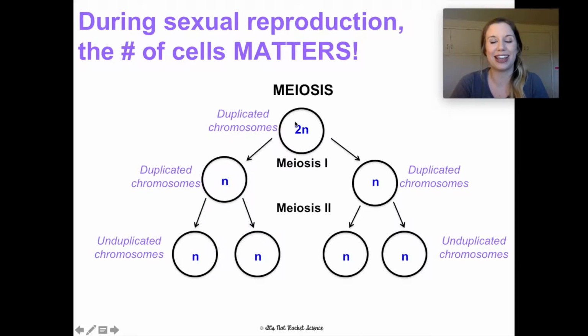Okay, so we started out with chromosome number 2N, 46, and then during meiosis 1, we split off into 2 cells, and at that point they have chromosome number N, but remember they're still duplicated, so there are still going to be those sister chromatids. Then those 2 cells split off again to make 4, and at that point the sister chromatids separate, and we'll be left with just one single set. No, they will not be duplicated at that point because they have been separated.